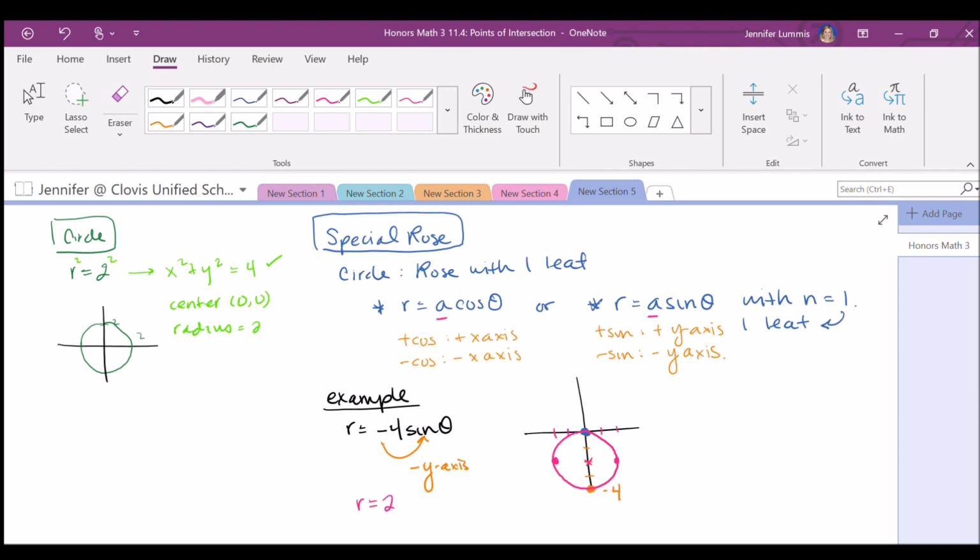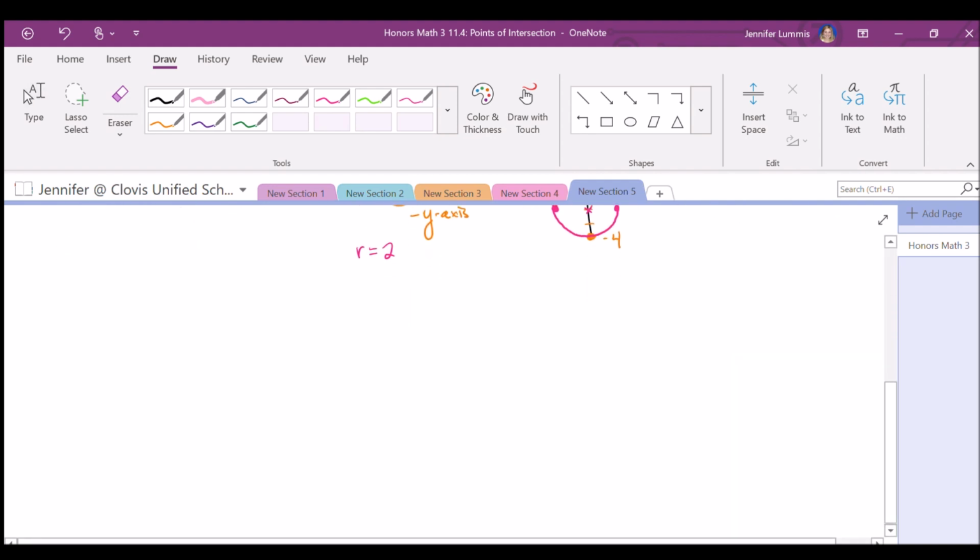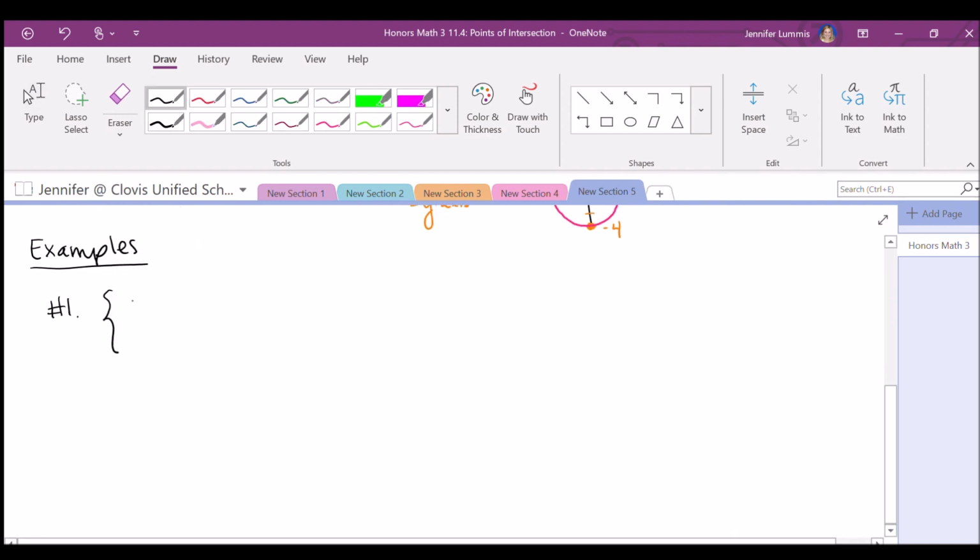So we're going to see the special roses a lot. We're going to see just a basic circle a lot, and we'll see some other graphs in here as well. All right, so we're going to start with an example where r is equal to 1 and r is equal to 2 cosine theta. So we are going to draw these two graphs together on the same axes, and then we're looking for where they intersect. So r equals 1. We have our circle with a center at (0, 0) and a radius of 1.